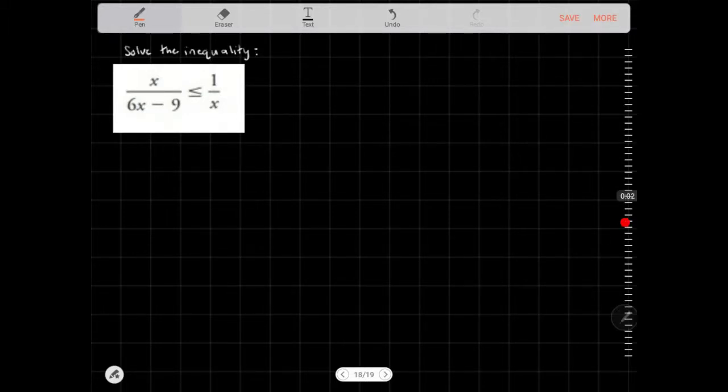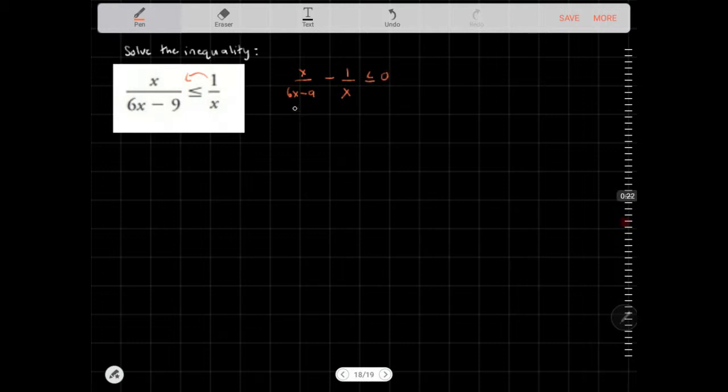Alright, let's solve the inequality x over 6x minus 9 is less than or equal to 1 over x. If we want to solve this inequality, what we want to do first is move all the terms to one side. So I'm going to move the 1 over x to this side. You have to make the other side equal 0, so minus 1 over x is less than or equal to 0.